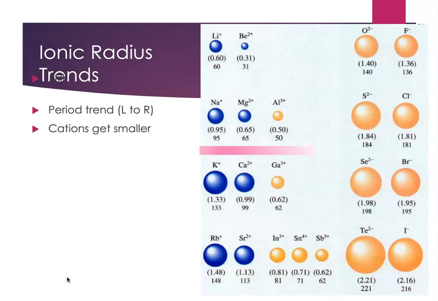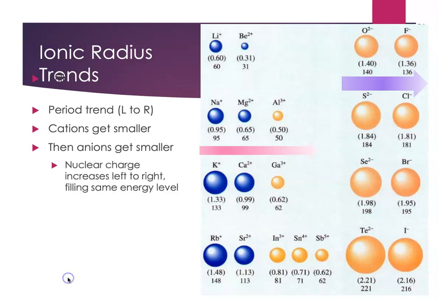So if we look at the cations, they get smaller as we go from sodium to magnesium to aluminum ions, from left to right, because they've got a stronger, larger nuclear charge, so the outermost electrons get held more tightly. And then we have a big jump to the anions, and then they get smaller, for the same reasoning that we saw before.